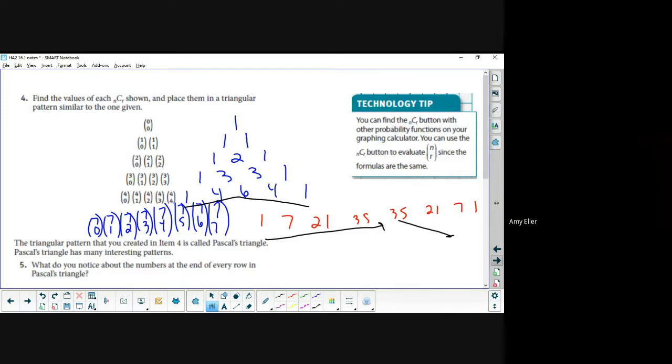So you don't have to type in all of these. Once you get to the highest number you've gotten to, and it starts to go back down, it will just repeat on the way down.